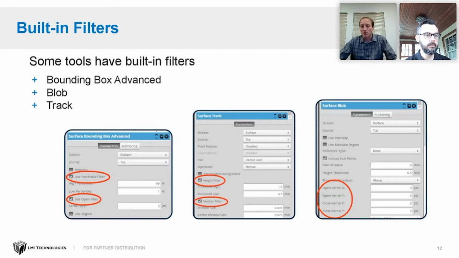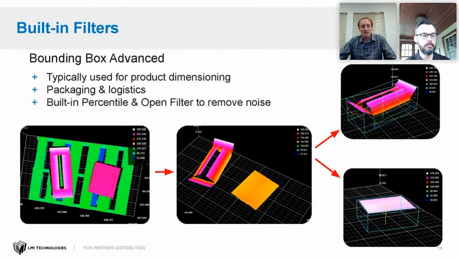And they're different for each one of these tools because the tools generally perform different tasks and require different types of filtering. So let's go through some examples. First example is what we call a Bounding Box Advanced tool. This is a tool typically used in the packaging or logistics industries to do part dimensioning. The tool measures a part's location, so XYZ location, its angle as well, and the length, width, height of the product. Generally, it's a box or some other type of rectangular product.